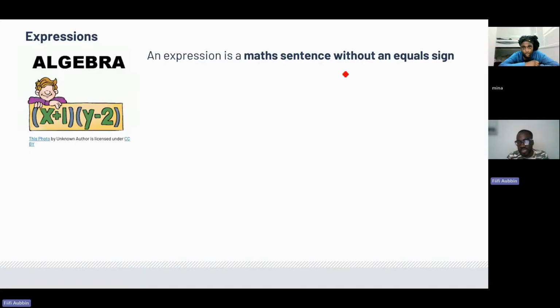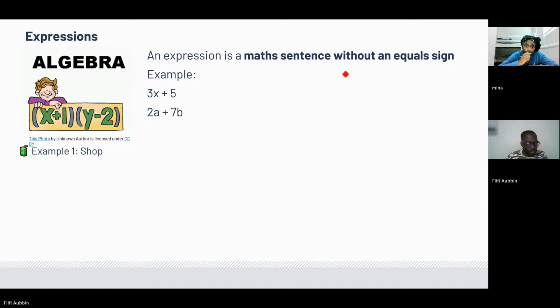An expression is a math sentence without an equal sign. So if you see something like 3x plus 5, it's an expression. Does that make sense? Yeah. Yes. So 3x plus 5 is an expression. Then another example is 2a plus 7b. And that is also an expression.